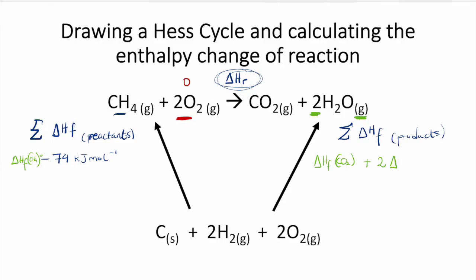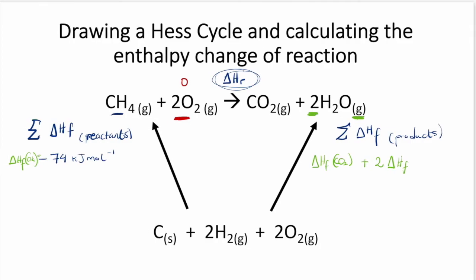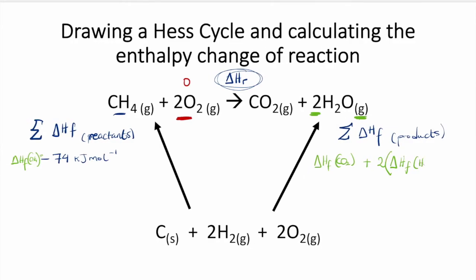So delta H of formation of H2O gas, in other words steam. This is going to give us an answer. The standard enthalpy change of formation of carbon dioxide is minus 393.5 kilojoule per mole, plus 2 times the enthalpy change of formation of water or steam, which is minus 241.8 kilojoule per mole.